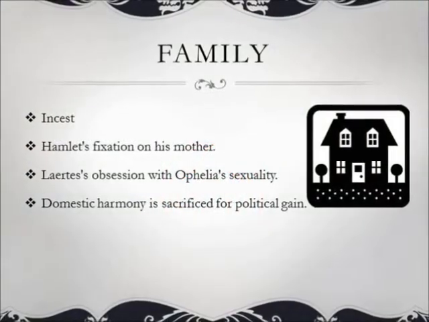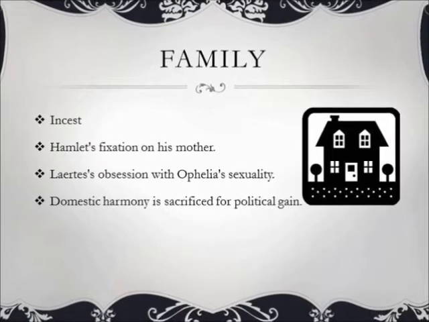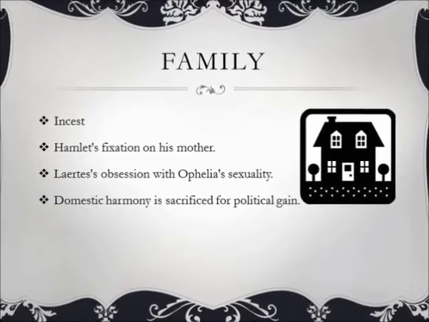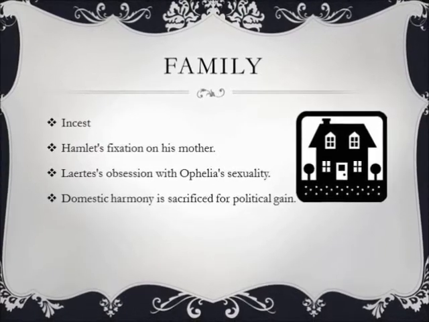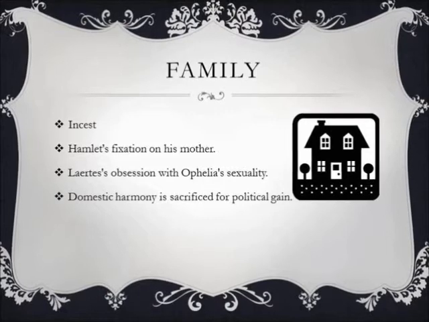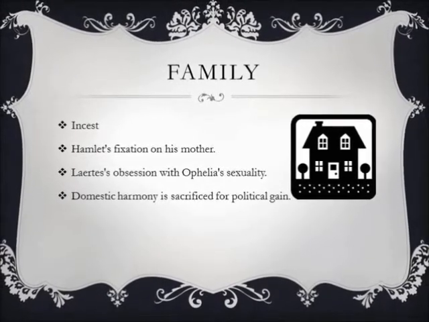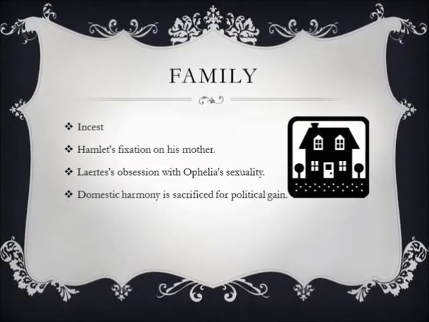Family is a significant theme in Hamlet. The play is notorious for the way it dwells on the issue of incest. It's also important to note how the play is particularly concerned with the way politics impact the dynamics of family relationships, especially when domestic harmony is sacrificed for political gain. Also of importance is the fact that Hamlet involves three revenge plots that all hinge on sons avenging the deaths of their fathers.